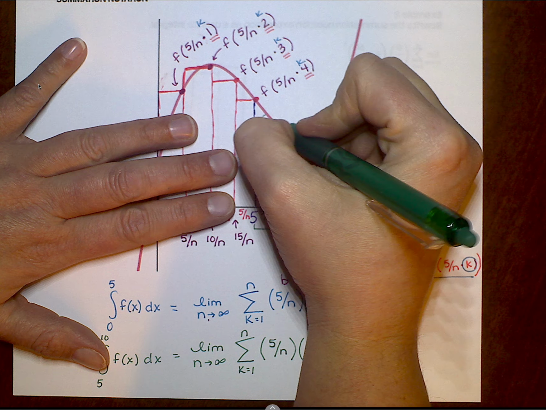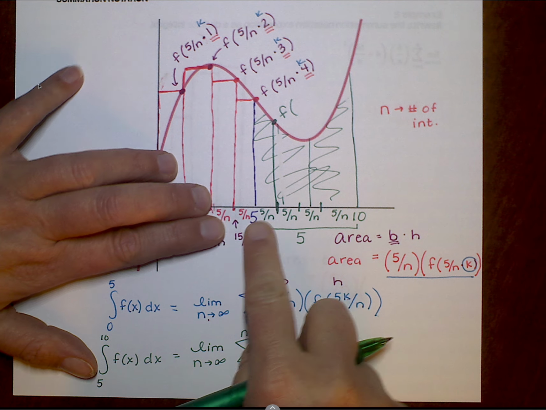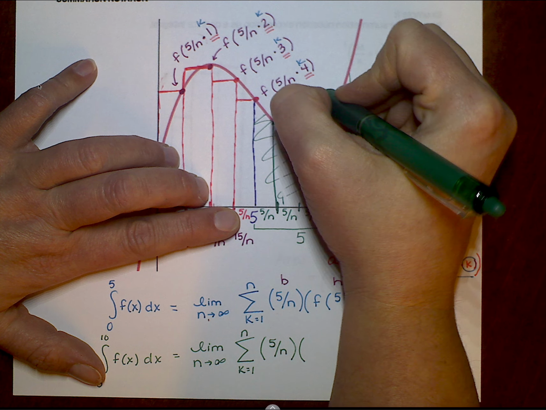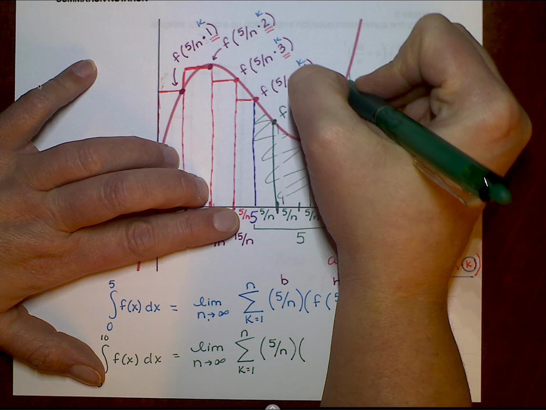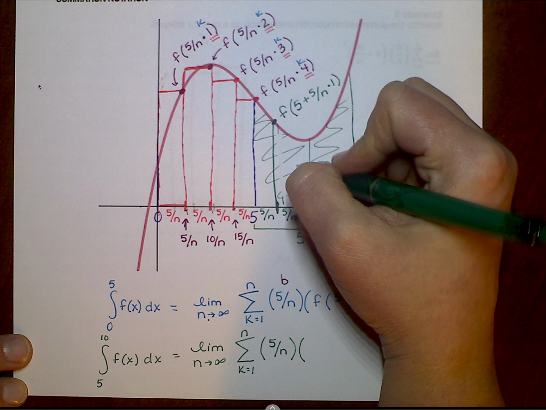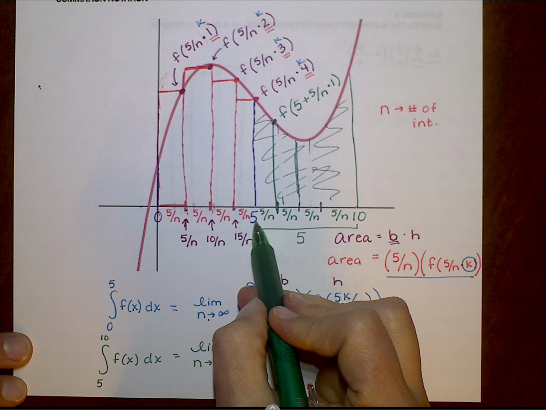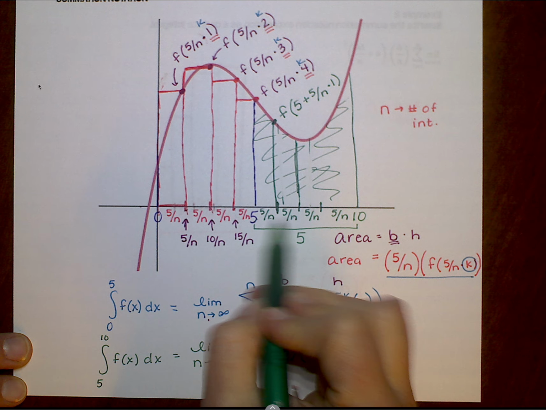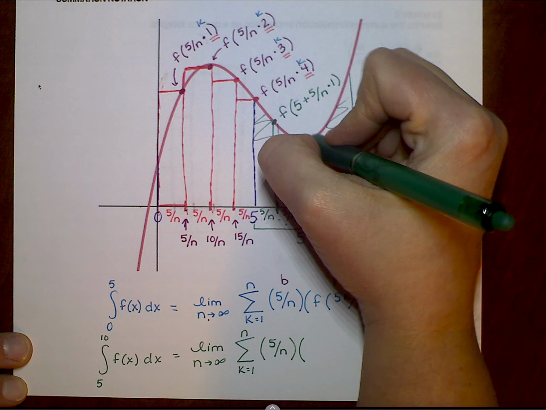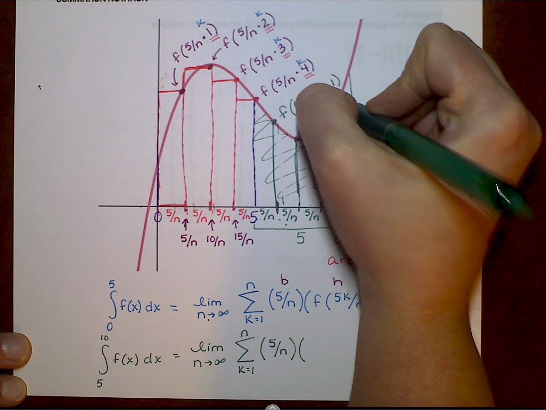When I'm trying to find this height, and I want to figure out what this is, this would be starting at 5 and moving by 5 over n. So it would be 5 plus 5 over n, and this is the first rectangle, so I'm only moving by that number once. When I go to do my second rectangle, which would be right here, this would be 5 plus 2 5 over n's. So I started at 5 and jumped by 5 over n twice. So this value would be f of 5 plus 5 over n times 2.